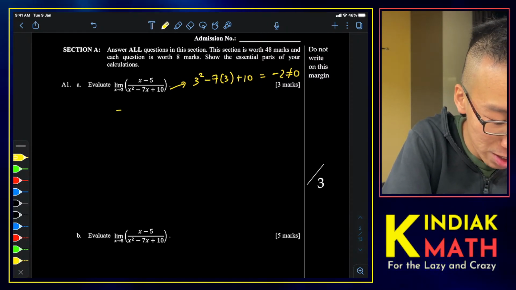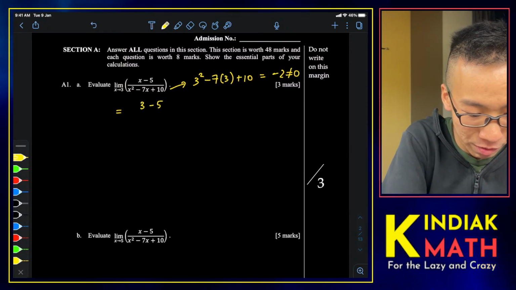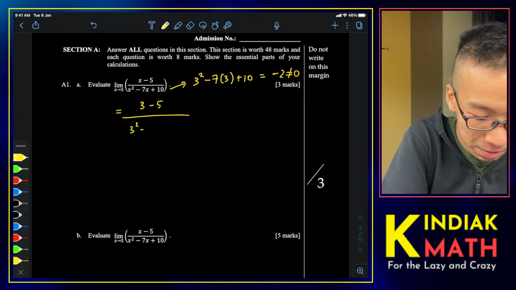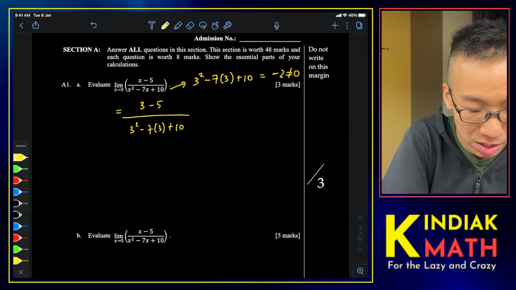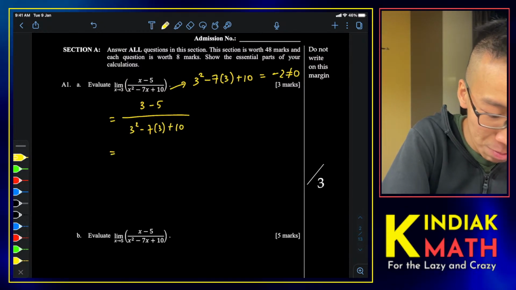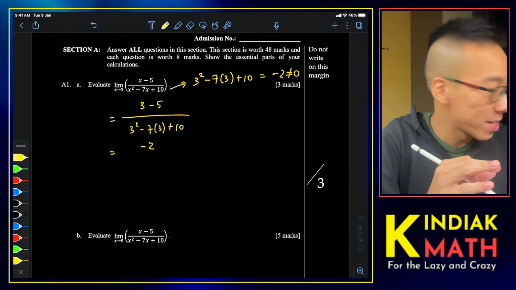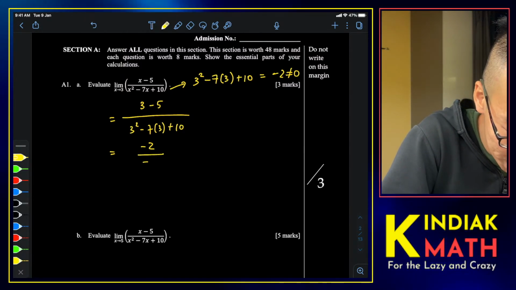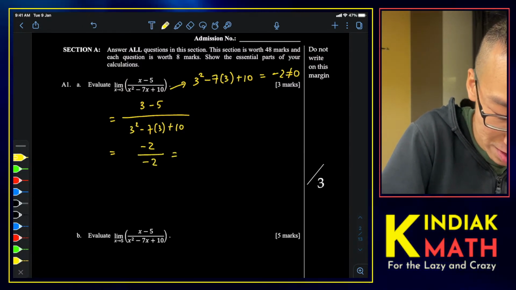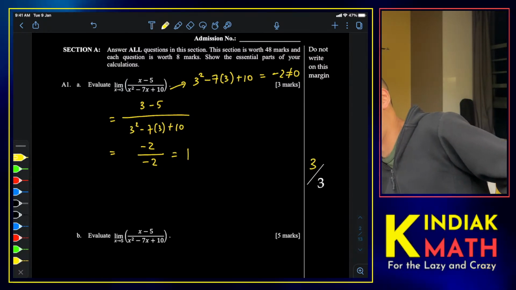So let's substitute this limit. Let's replace each instance of x with 3. Clean that up. The top simplifies to negative 2. The bottom surprisingly simplifies to negative 2 as well. And this gives us the answer 1. And of course, you can mark your own answers.